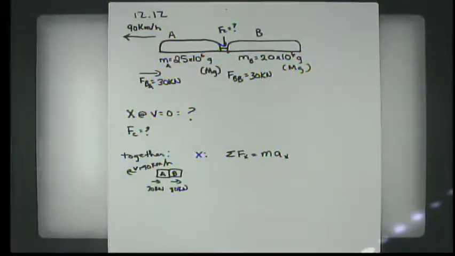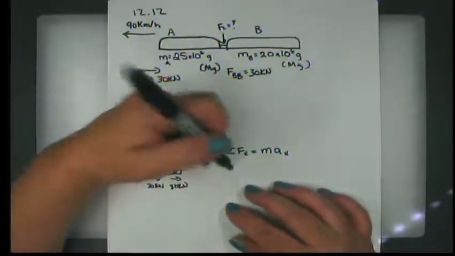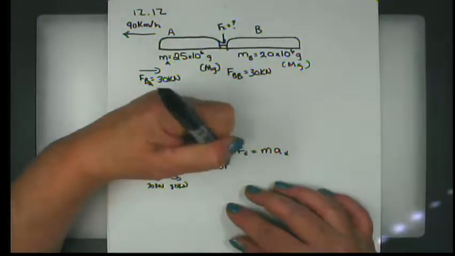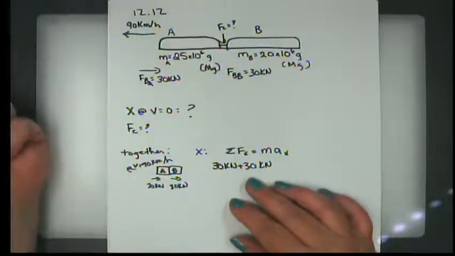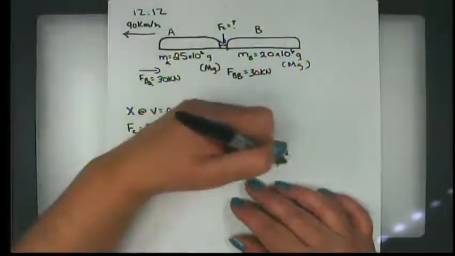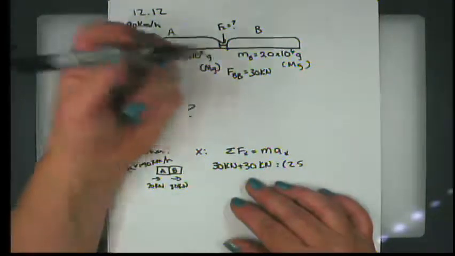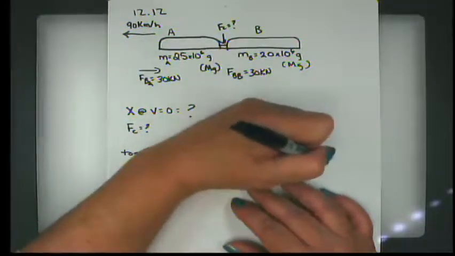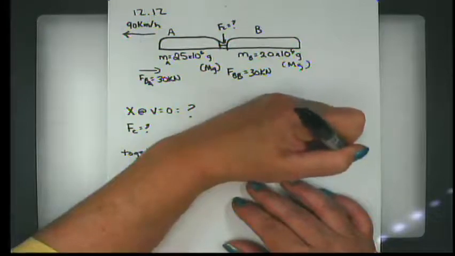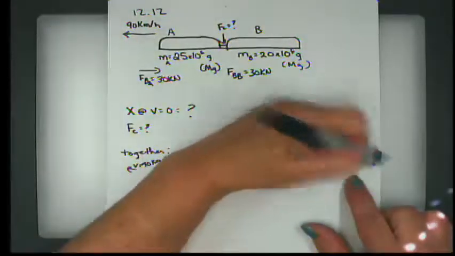Since the train is in motion, when it begins to slow down at a constant speed, there's no force acting on it that's driving it, right? I mean, we're talking about the minute that you cut the engine and start slowing down with this braking force. So the only forces that we really have are the 30 kilonewton force on A and the 30 kilonewton force on B. And that's going to equal the mass, which is 25 times 10 to the 6th grams. I don't like grams here. I'm going to change this in a minute. Plus 20 times 10 to the 6th grams times the acceleration in the x direction.